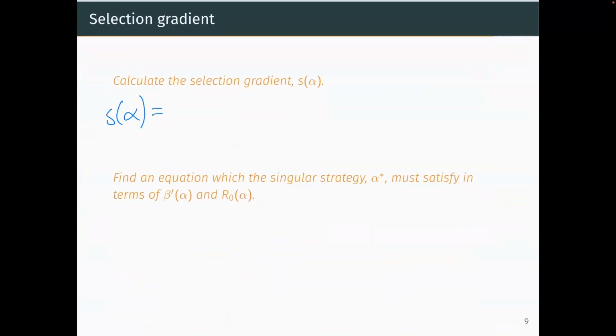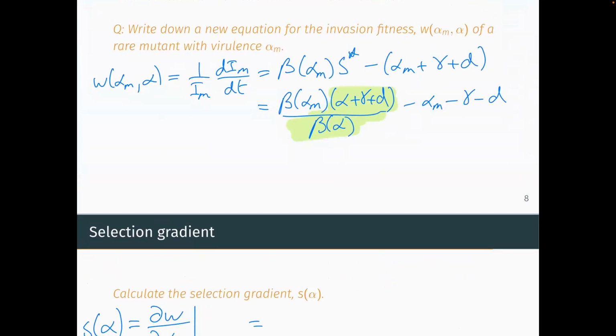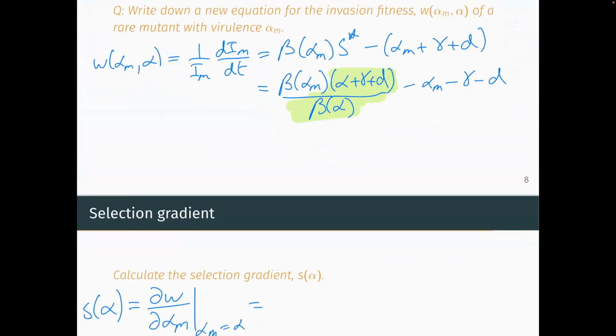So remember, this is the partial derivative of my invasion fitness, which I've just worked out in the previous slide, with respect to my mutant trait, and then evaluated when my mutant is equal to my resident. So what's this going to be? Well, we don't know what this function beta is. It's just some function of alpha.